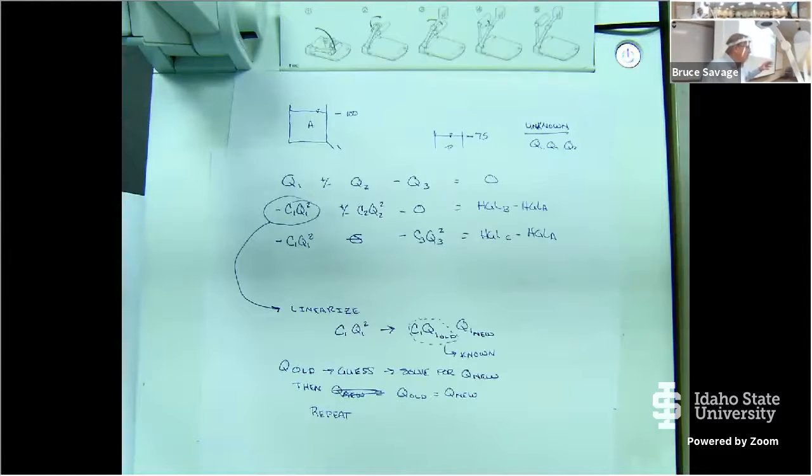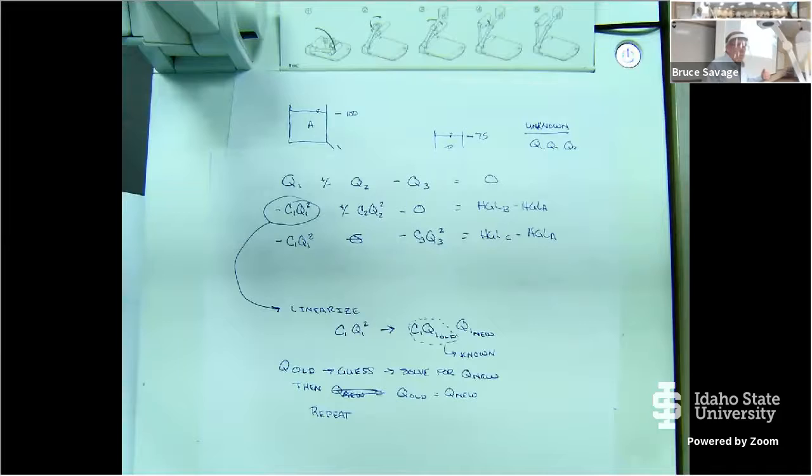Just like when we did pipe networks with the friction factor, we started with a guess. Friction factor is equal to 0.2 or whatever you wanted. And then you solve for the flow rate. And for the flow rate, you went to the Moody diagram and found the friction factor. That became the new guess. You didn't pick a new guess. And then we went through it again. We just iterated.